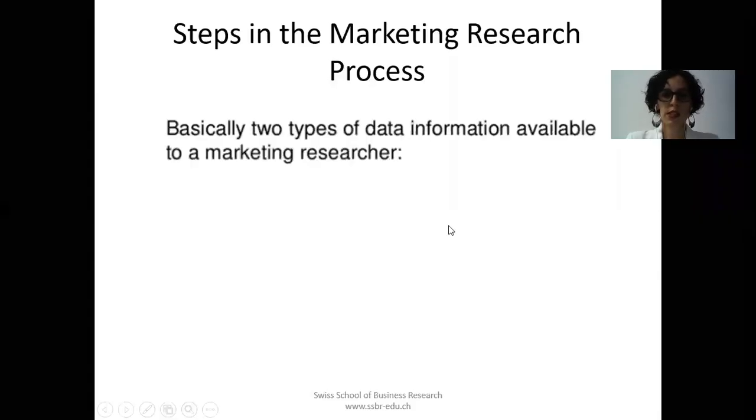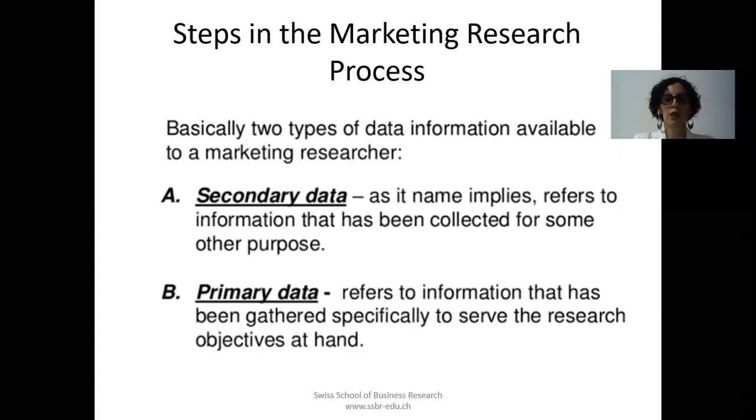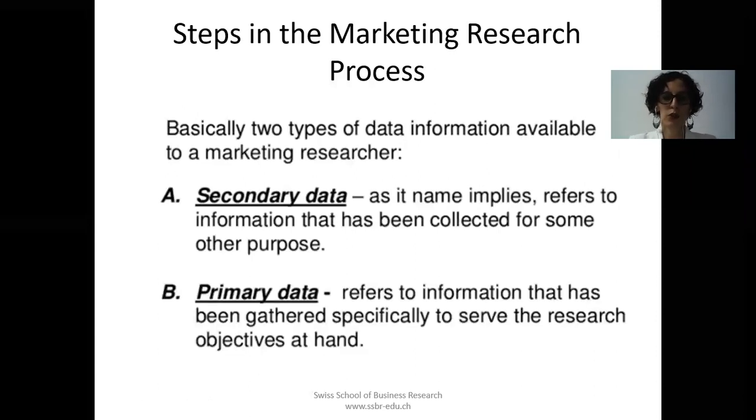So what else can we see next? Basically, as I explained to you, there are different types of data that are available to a researcher. Secondary data, which I've just discussed in the prior slide, refers to data that is available from marketing studies that have already been carried out. And primary data refers to data that you collect specifically for your research purpose.